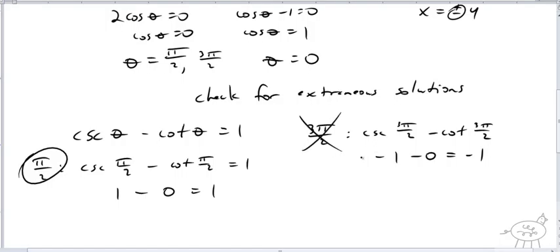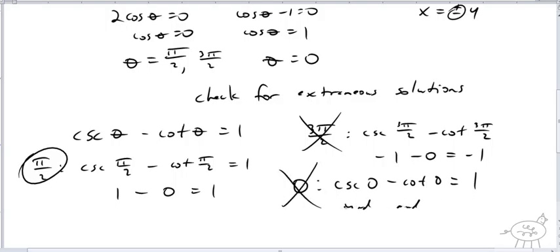Boo! Nope, no good. And the last one is 0. Cosecant of 0 minus cotangent of 0 equals, well, what does it equal? It's supposed to equal 1, right? But these are both undefined. So this is no good either. So my only answer, math fans, is pi over 2.